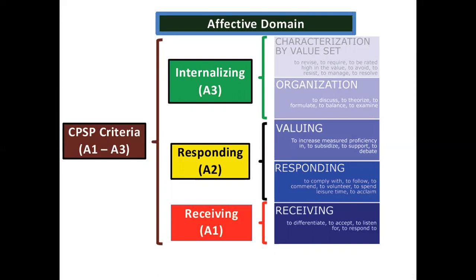So the receiving, responding, valuing, organization, and then the characterization have been summarized into three sub-domains of the levels. That is A1 receiving, A2 responding, and A3 which is internalizing. So these three have been summarized from the five criteria. Instead of five levels, three levels can be used.